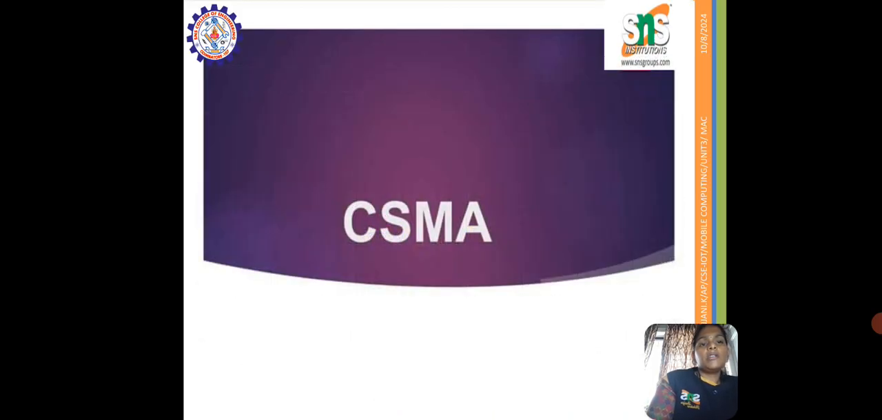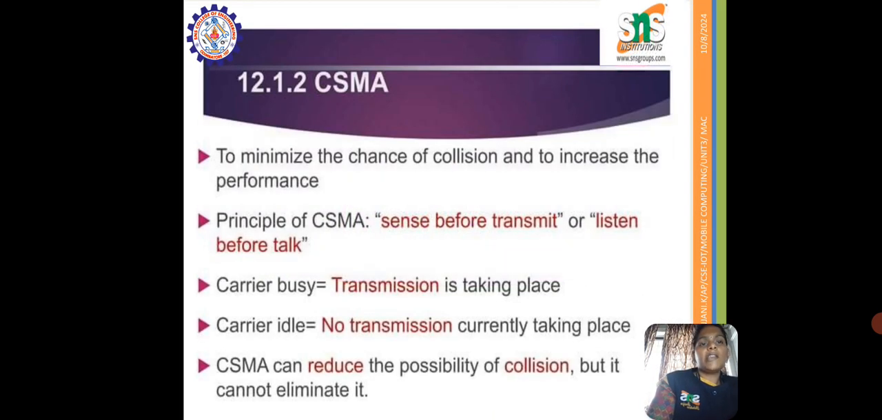Next is CSMA, carrier sense multiple access. It is mainly used to minimize the chance of collision and to increase performance. It means sense before transmit, or listen before talk. Carrier busy represents that transmission is taking place, and carrier idle means there is no transmission currently taking place. CSMA can reduce the possibility of collision, but it cannot eliminate it.